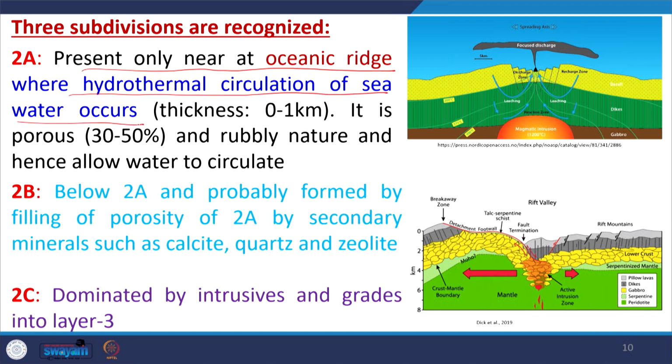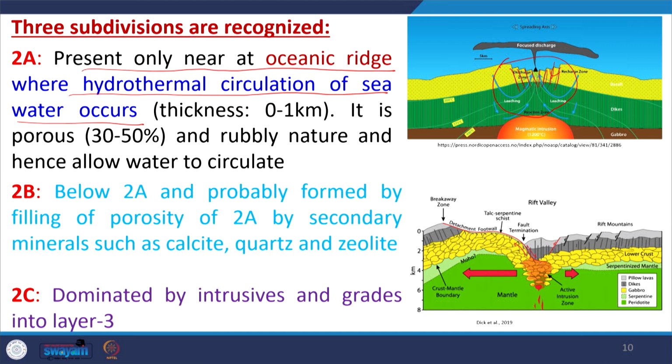seawater occurs. Its thickness is about 0 to 1 kilometer, and it is porous, that is 30 to 50% porosity, and it is rubbly in nature and hence allows water to circulate. Now, if you concentrate here, you see at the mid-oceanic ridge system we have different faults, inward facing faults, or it may be inward and outward facing faults. Either way, these faults allow water to percolate.